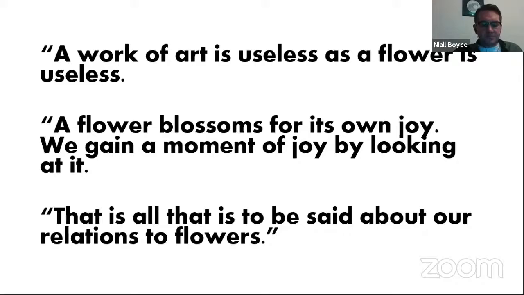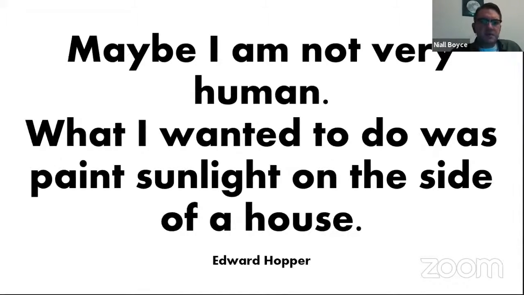I've also been very struck recently by Edward Hopper as an artist. I've been thinking a lot about Edward Hopper, who was an artist of the American 20th century. And one of the things which Hopper was very famous for painting was individuals in very isolated situations. I've seen him described in recent weeks as being the artist of lockdown. People are rediscovering his work and finding it speaks to them in this current situation. But when Hopper was asked about his art, he said, "maybe I'm not very human. What I wanted to do was to paint sunlight on the side of a house."